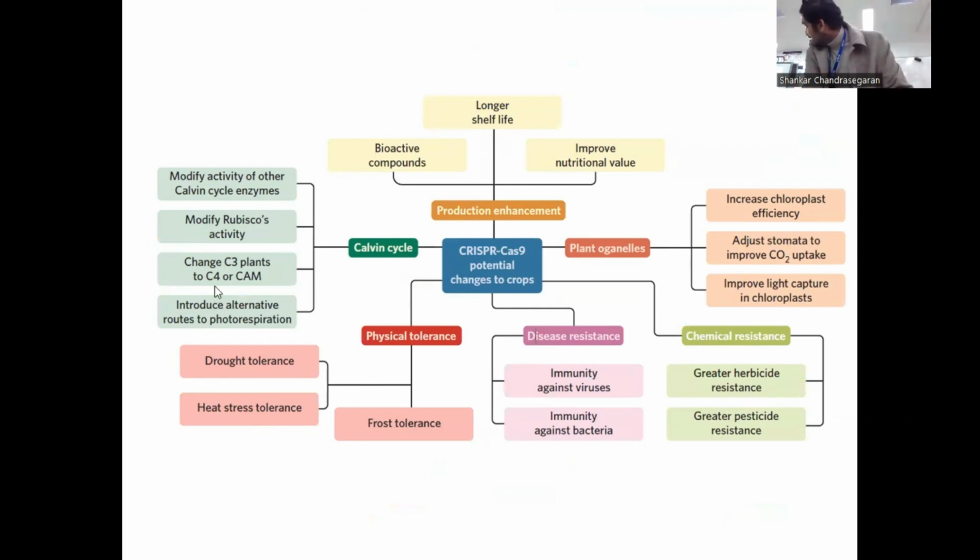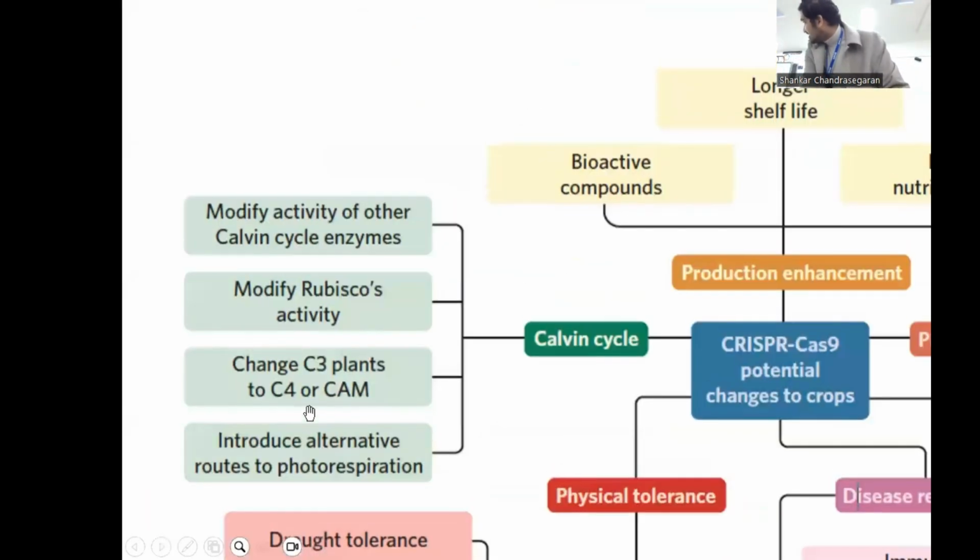When I say modifying the Calvin cycle, this is referring to the second stage of photosynthesis. We can modify the genome of plants such that we can modify Rubisco activity. By modifying Rubisco activity, we might even be able to prevent photorespiration, right? Another way to prevent photorespiration is by changing C3 plants altogether into C4 and CAM plants. That is also possible with CRISPR-Cas9.